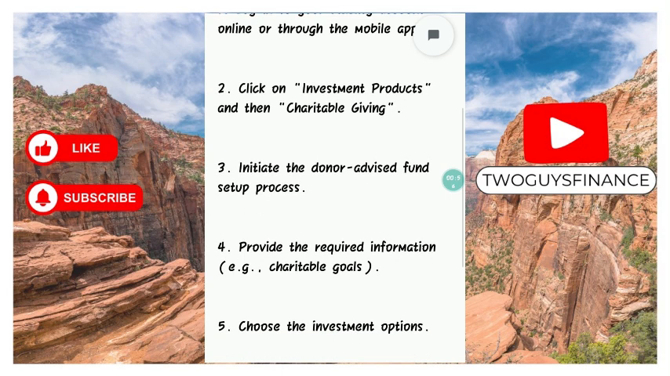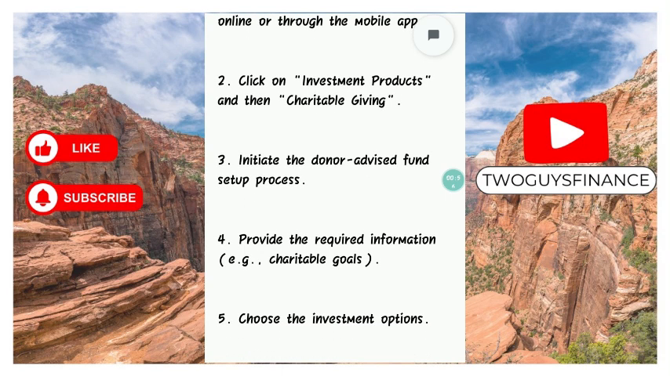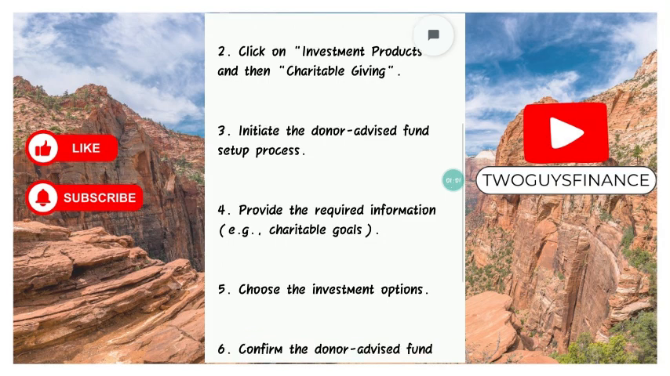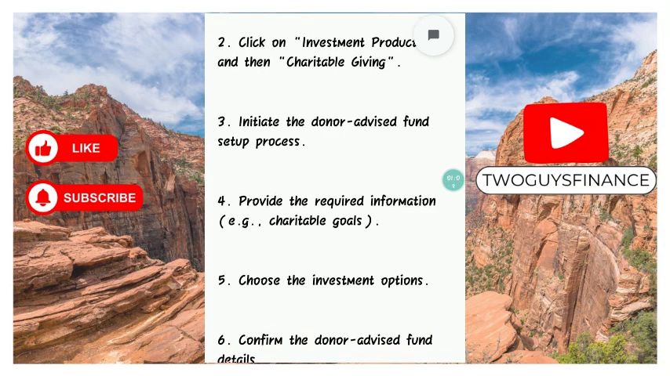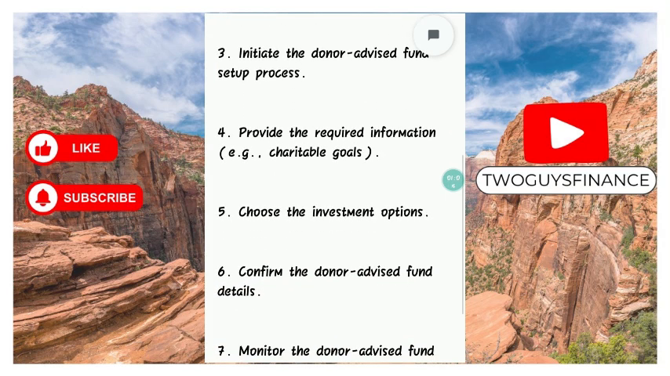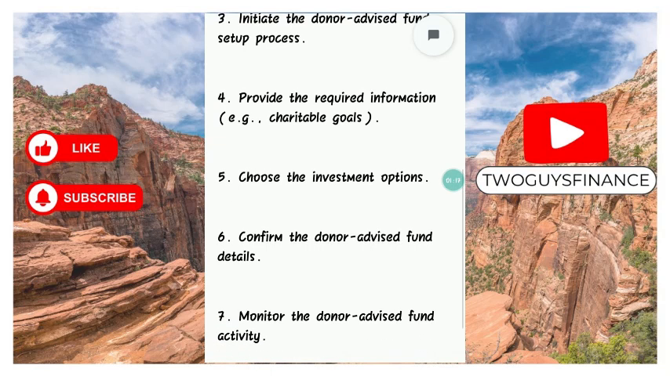You're going to need to provide the required information here. Of course, that's going to include charitable goals and such. And then once you're done with that, just choose the investment options. Then you're going to need to confirm the donor advised fund details. Make sure you go over the details and make sure everything is accurate, and submit that. From here on out, you can just monitor the donor advised fund's activities right here on Fidelity.